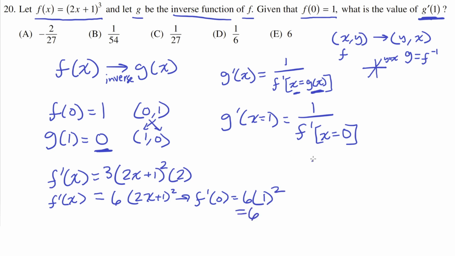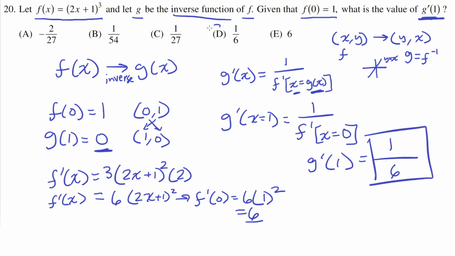So that means that at an x value of 1, we can just rewrite this as g prime of 1, is equal to 1 over f prime evaluated at x equals 0, which is equal to 6. So g prime of 1, where g is the inverse of f, is equal to 1/6. So D is the correct answer.